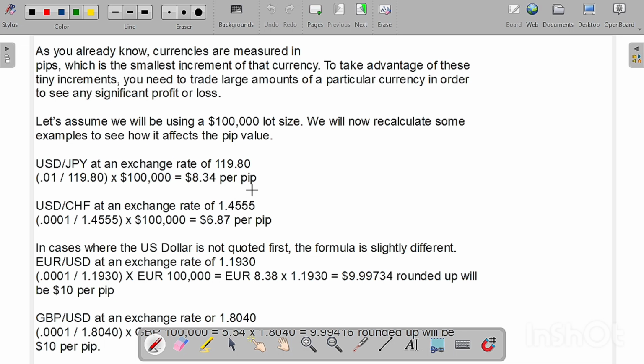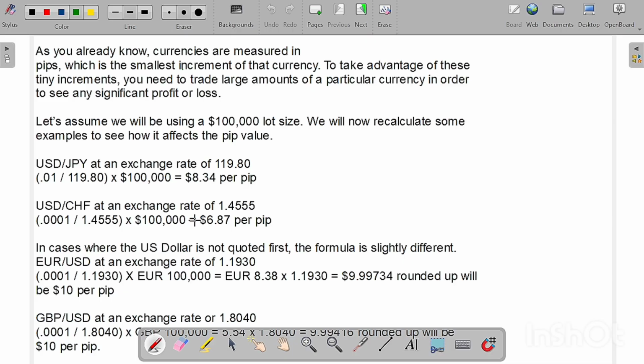So let's go to something like USD CHF, Swiss franc. At an exchange rate of 1.4555, it has 4 decimal places. As we said, you take the 4 decimal places, divide by the exchange rate, then you multiply by the whole standard unit to see how much it costs for each and every pip.